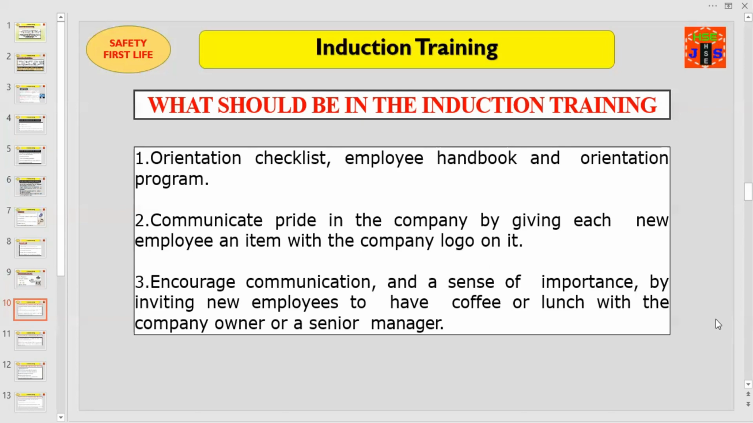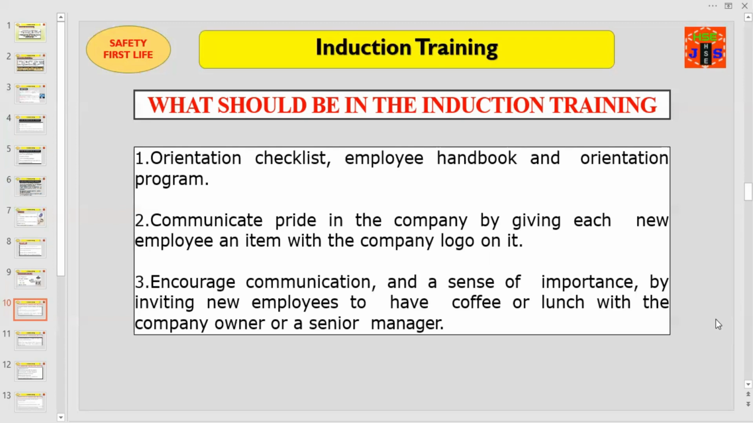Most of the time, when a person is assigned for induction training, he is without training material. So let us discuss now what should be included in the induction training. Number one, orientation or induction checklist, employee handbook, and orientation program. Number two, communicate pride in the company by giving each new employee an item with the company logo on it.